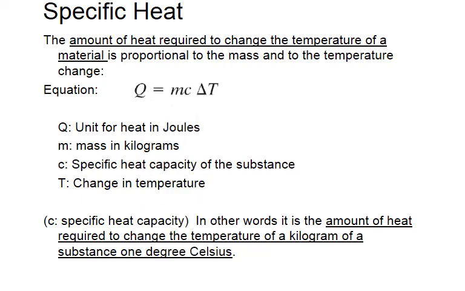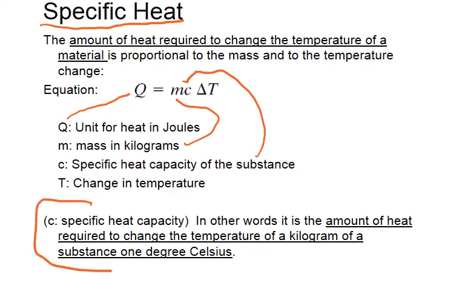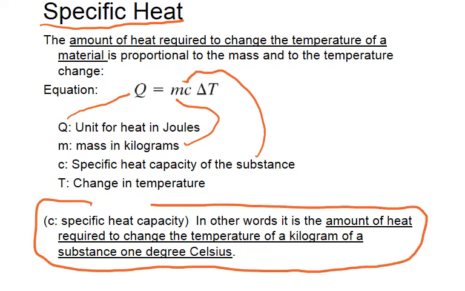We can figure this out using a very helpful equation here, Q equals mc delta T. Again, the specific heat that we're dealing with here is the amount of heat required to change the temperature of materials, proportional to mass and the temperature. So Q is heat in joules, mass in kilograms, specific heat capacity C, and then delta T is the temperature change. So specific heat capacity then is the amount of heat required to change the temperature of 1 kilogram of a substance by 1 degree Celsius.